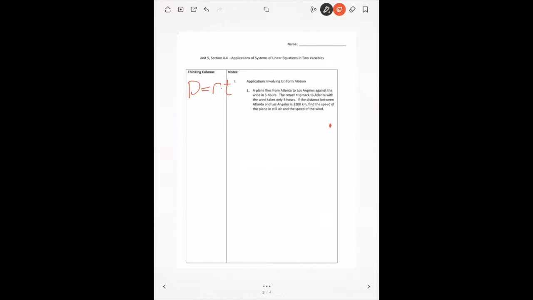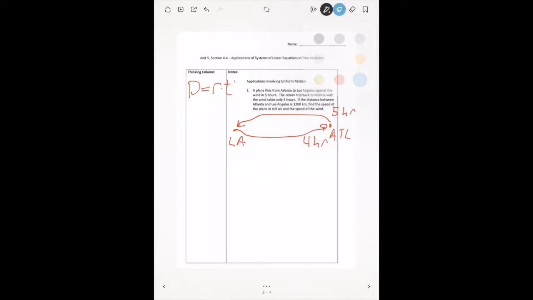Now, in this problem, we're starting from Atlanta and we're taking a flight out to Los Angeles. So we're going to go from Atlanta in Georgia all the way out to the west coast, LA. And that's going to take us about 5 hours. And then we're there for a little while and we're going to come back. From LA, we're going to fly all the way back to Atlanta. But this time it only took us 4 hours.